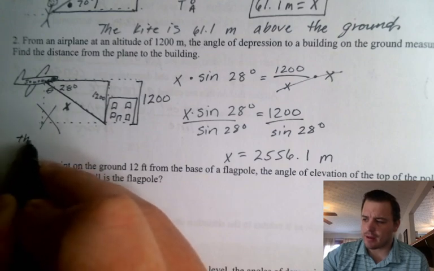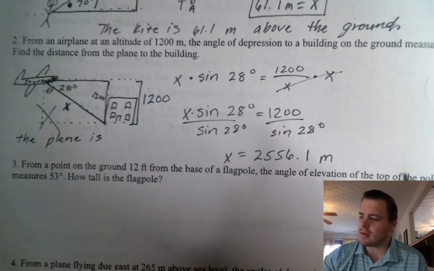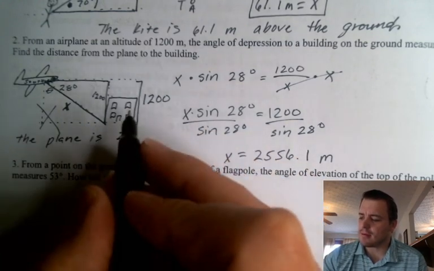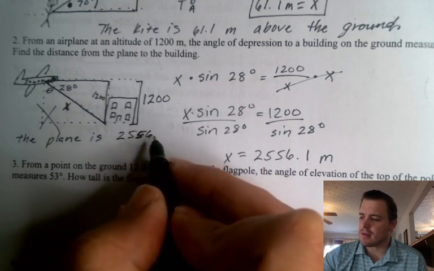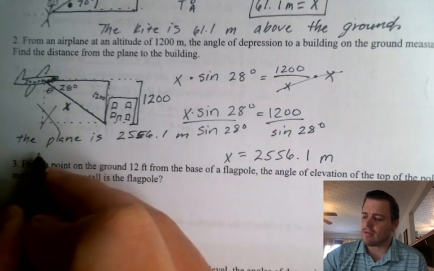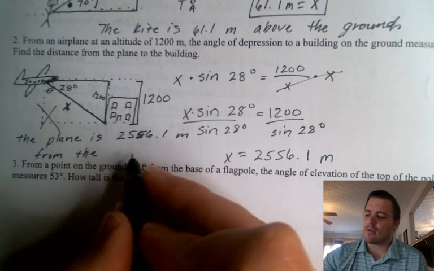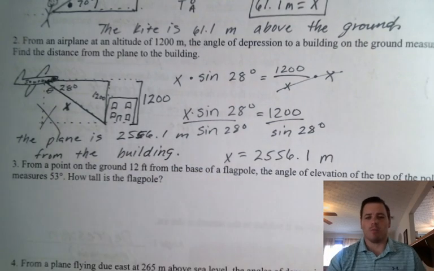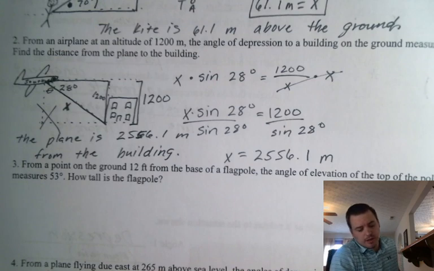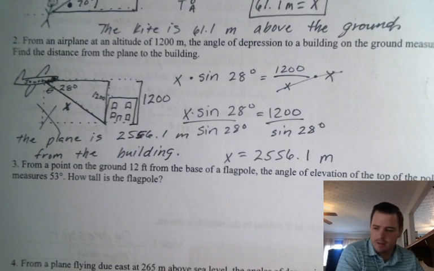The plane is 2,556.1 meters from the building. And we're assuming here that it's talking about the base of the building. Don't make your homework hard saying, well, what is it talking about? Is it talking about this or is it talking about that? Just assume that it's going to be talking about something pretty simple.